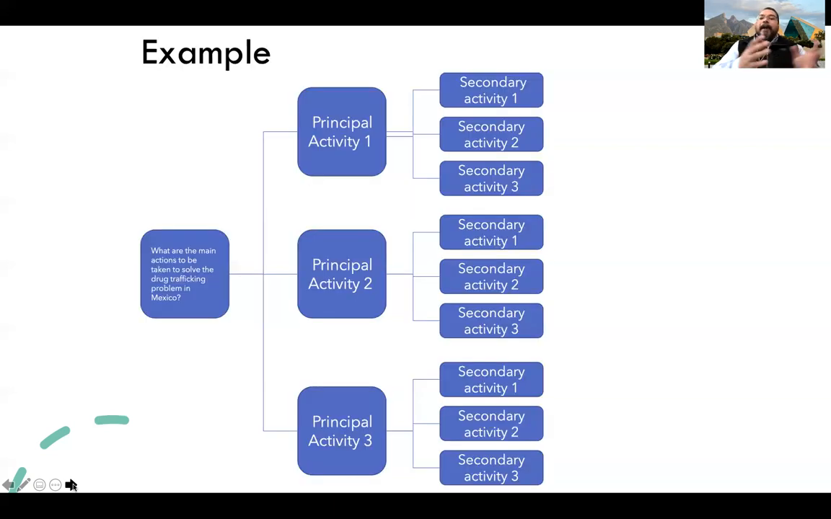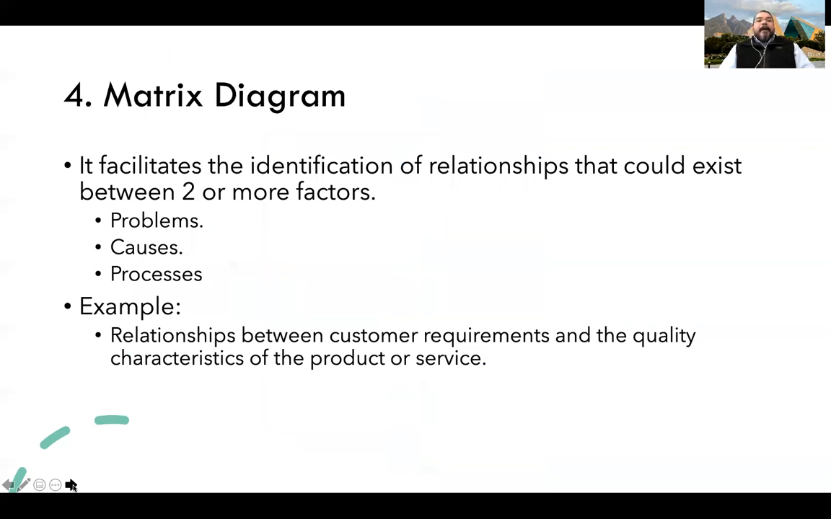There is another diagram that is useful, and it's the matrix diagram. The tree diagram helps us to establish the activities that we need to do to solve a specific problem. The matrix diagram facilitates the identification of relationships that could exist between two or more factors, such as problems, causes, processes. That's for us to have a better implementation of our solution. If two of our activities are related and those activities can solve one or more problems, then we can share resources to better resolve those activities.